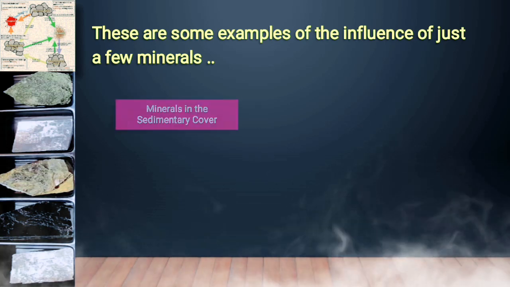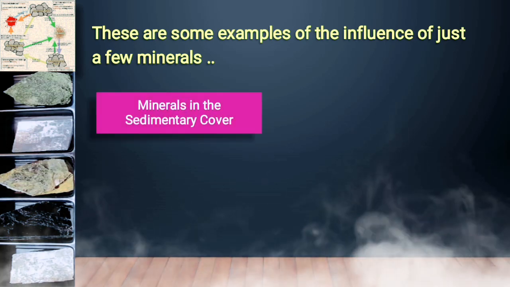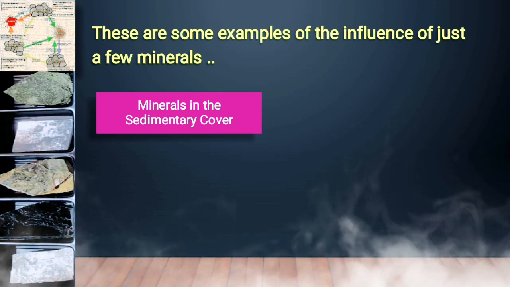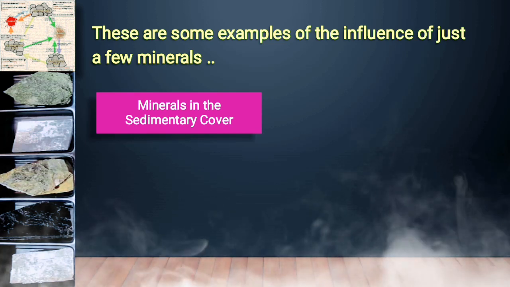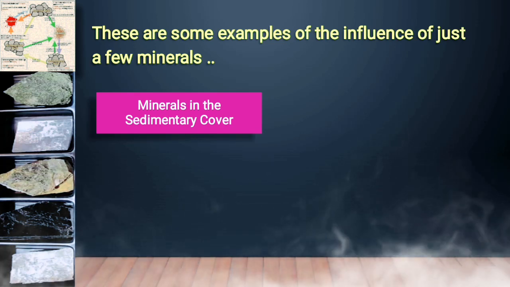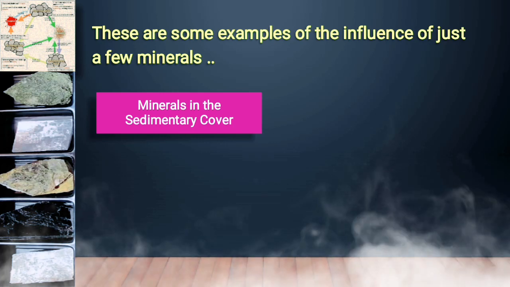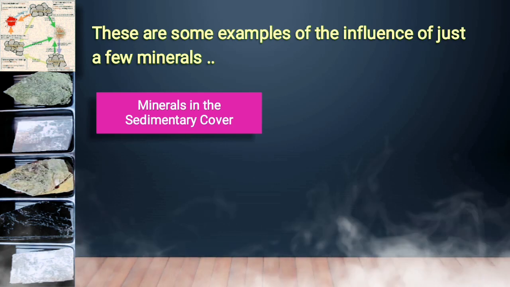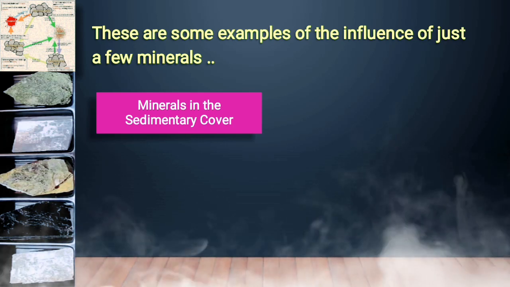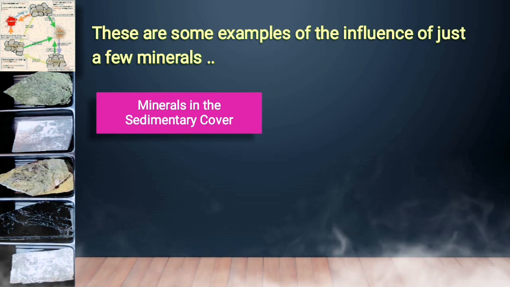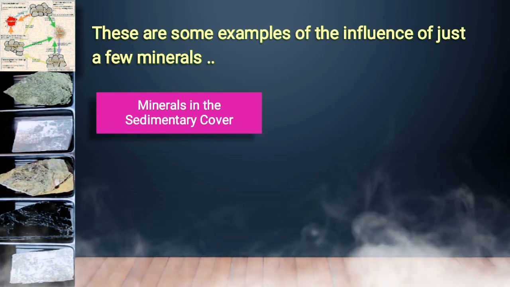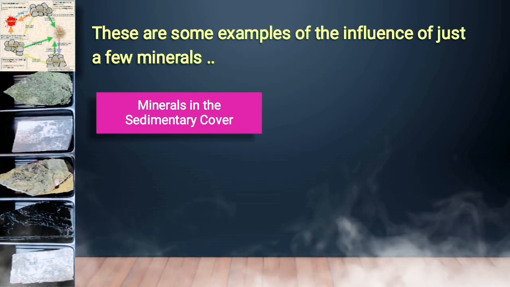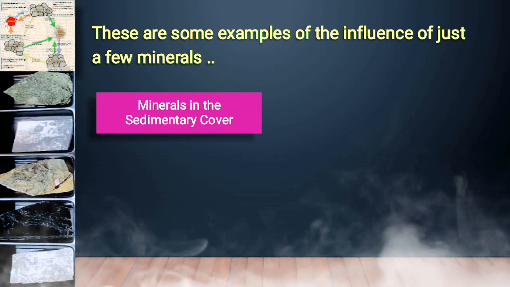Minerals in the sedimentary cover. This consists mainly of clastic rocks such as sandstone, siltstone, and shale, along with carbonate rocks such as dolostones and limestones. These clastic rocks are composed mainly of quartz, clay minerals, and a small amount of micas and feldspar minerals. The carbonate rocks consist primarily of calcite and dolomite. A small number of minerals make up most of the sediment and sedimentary rocks that cover the continents and ocean basins.